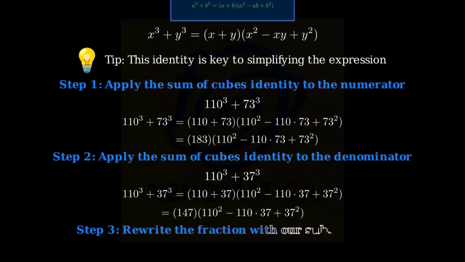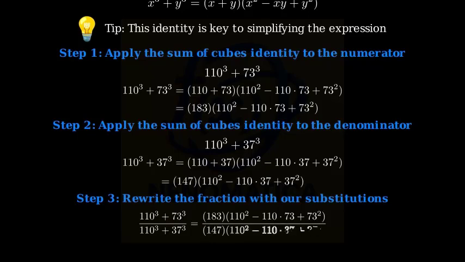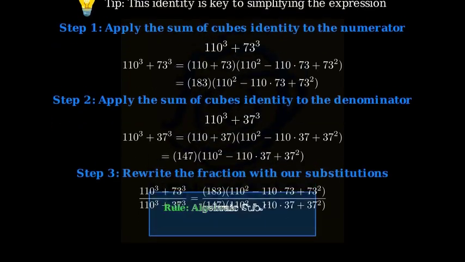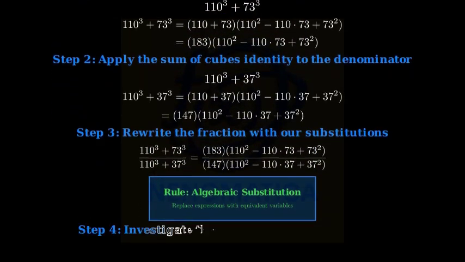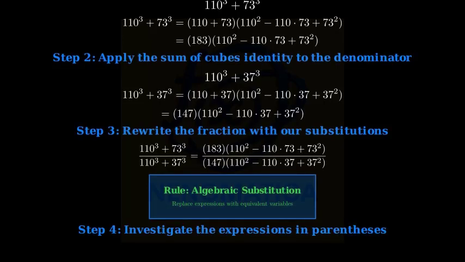Now, let's rewrite our original fraction using these expressions. The numerator is 183 times 110 squared minus 110 times 73 plus 73 squared. The denominator is 147 times 110 squared minus 110 times 37 plus 37 squared. Let's look at the expressions in the parentheses more carefully. Let's substitute a equals 73 and b equals 37 to see if we can find a pattern.